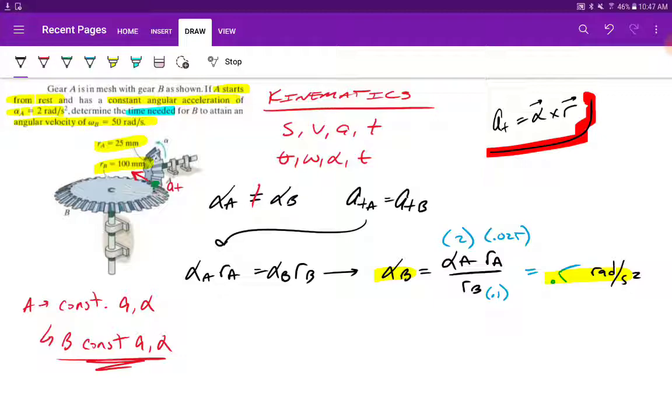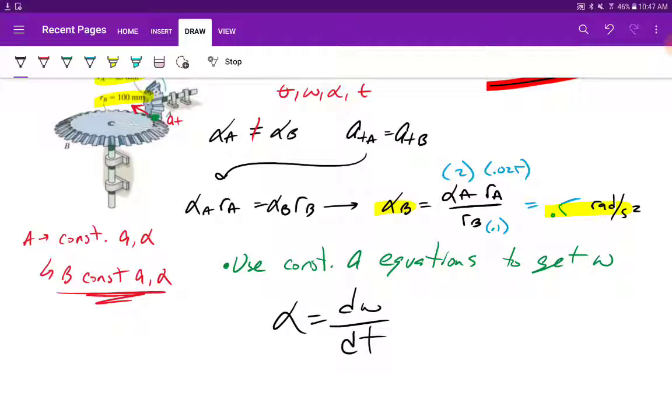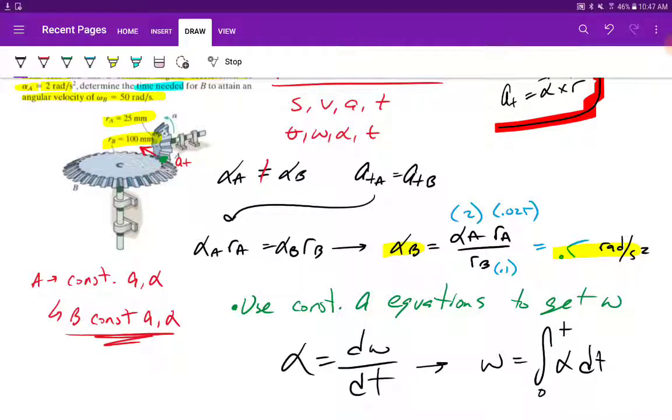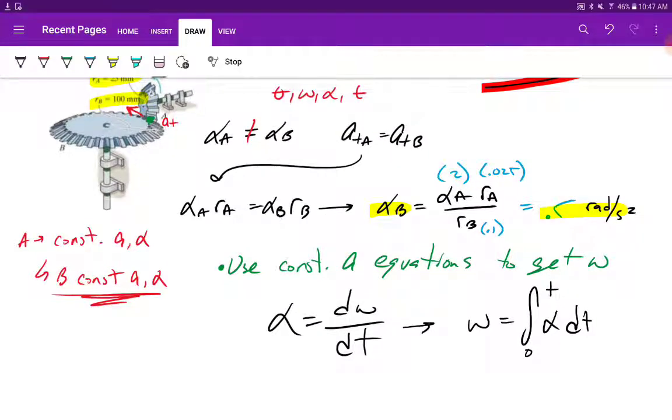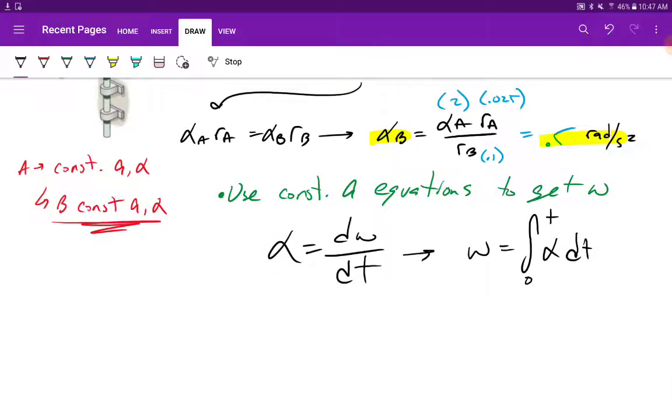I'll put it in green. I don't want to keep using red. So I'll say for B, use the constant acceleration equations to find W. I could try to use alpha equals dW/dt, and then do the integral and all of that jazz. So you could just say W equals the integral of alpha dt. But the thing is, it's going to go from 0 to t, and then you're going to end up with a function, and then you have to solve that function for time. Well, for those of you who like calculus, you can do that. That's great. Or you could just realize that somebody did that a long time ago and came up with the constant acceleration equations.